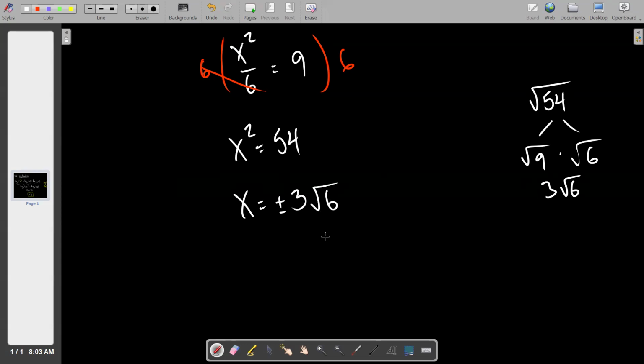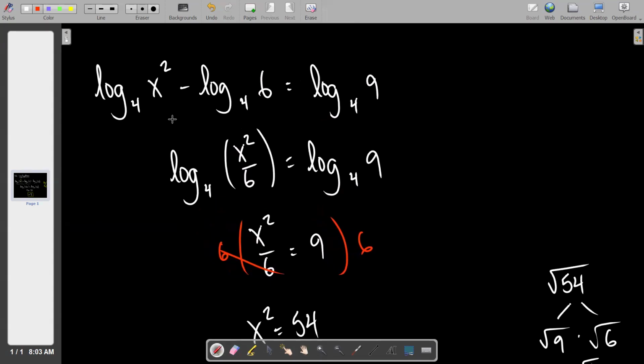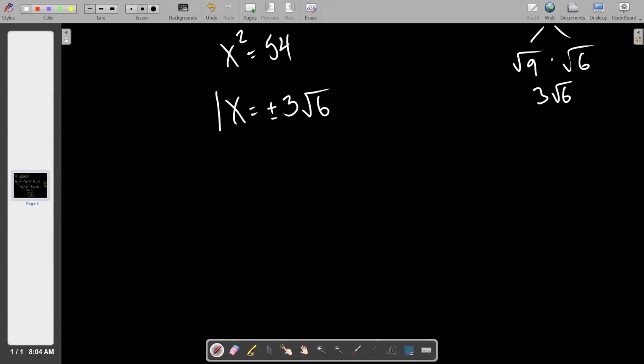So at this point, those are my answers. There's 2 of them. The question is, are either of them going to cause any problems? And so we'll just go back up to where the original logs were. And you can see the only logarithm that has a variable in its argument is right here. And what do we know about this? It's always positive, right? Unless we put a 0 in there, but we don't have that. And so no matter what we put in, a -3 root 6, a positive, we don't care. It's going to come out positive. So these answers pass the test and they can be boxed.